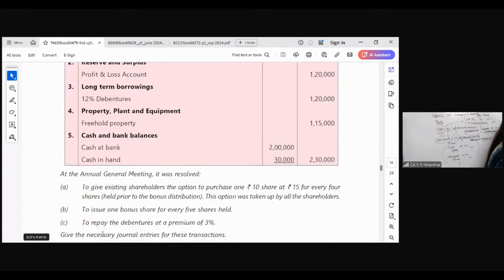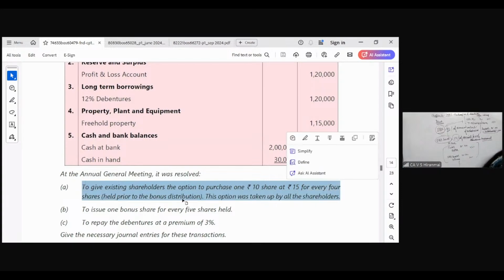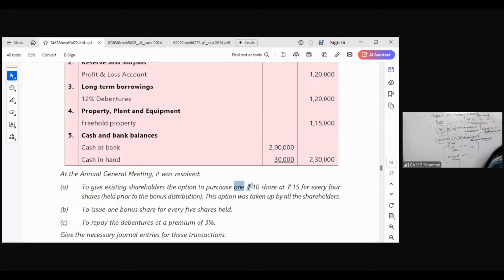That's all. Now all of you please see here, very, very important. At the annual general meeting, it was resolved to give the existing shareholders the option to purchase 1 share of the face value 10 rupees at 15 rupees for every 4 shares held. This is prior to the bonus distribution. That means in the next point, there is a bonus. So there are 2 things happening here. First is the rights issue. The rights issue is also given in a particular ratio. What is the ratio, madam? The ratio is for every 4 shares held, 1 share will be given.